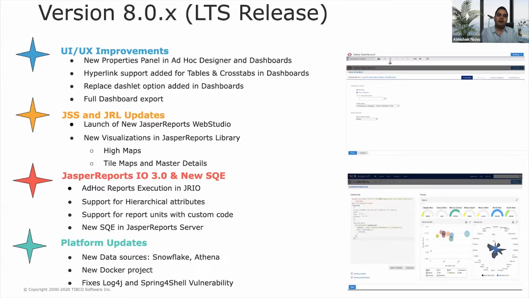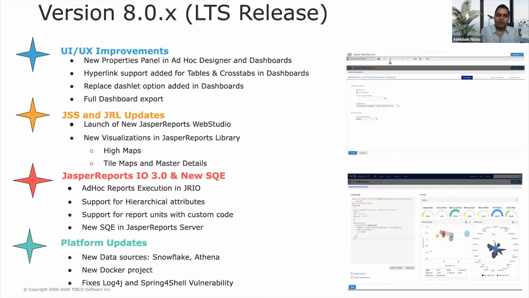JasperReports IO was one of our flagship products, which we released some time back, and we are continuing to invest in this. We have made some changes to it. For example, initially only the JRXML reports were executed by JRIO. Now we have also added ad hoc reports, which is a big step for JRIO.